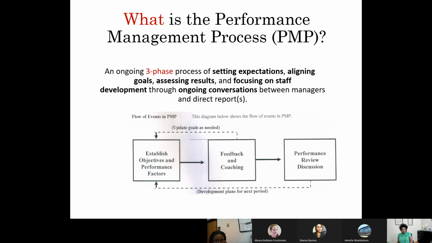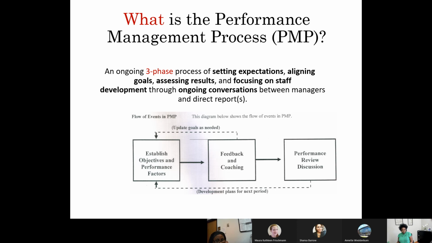The process is an ongoing phase of setting the expectations, aligning the goals that you have with your teams and your department with the bigger organizational goals, assessing the results of how your direct reports are performing, and then focusing on their development and always looking forward to the future. So you can see how through ongoing conversations between you and your staff, you can position them to succeed on their job, because that's the goal at the end of the day. We are here as a resource to support the successful work and performance of our teams.